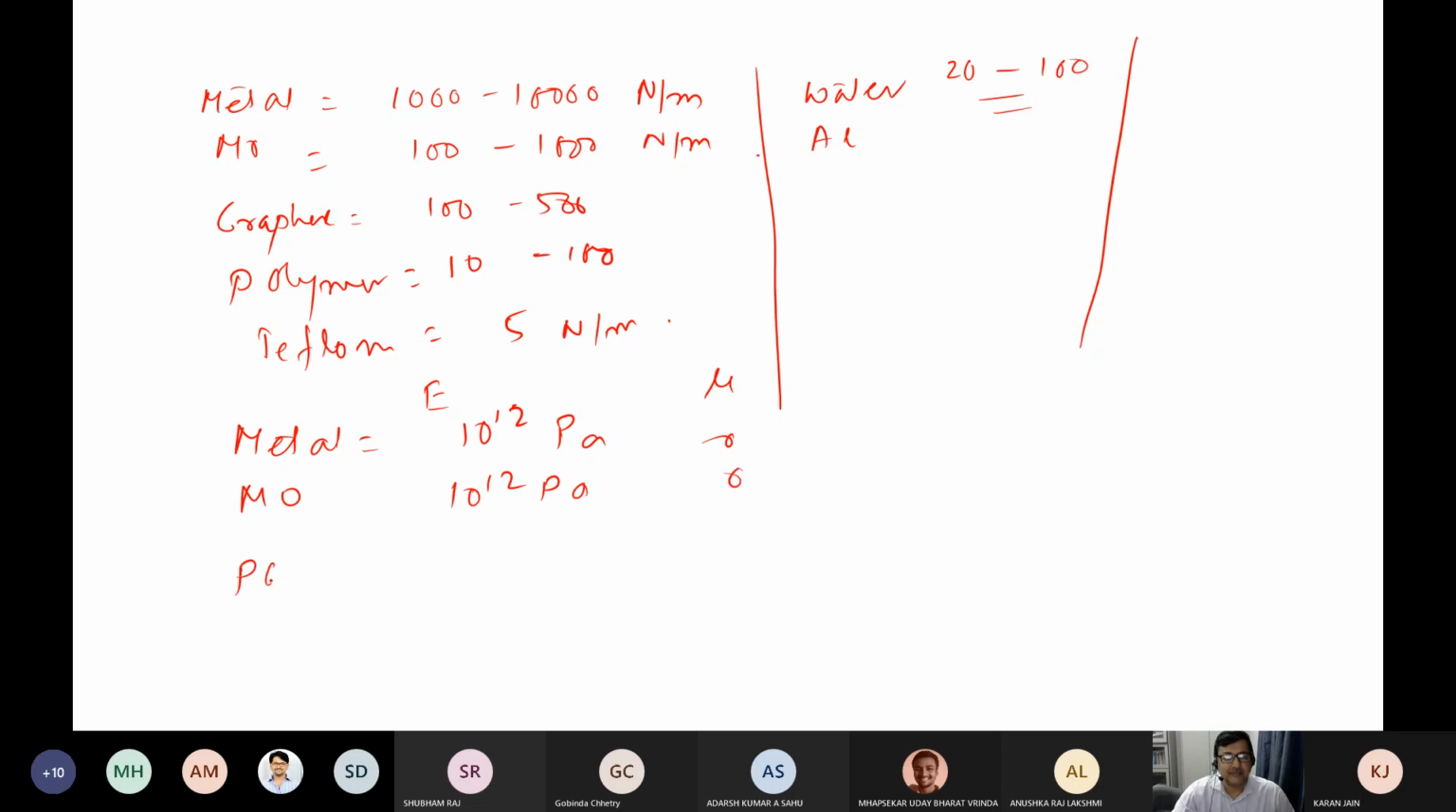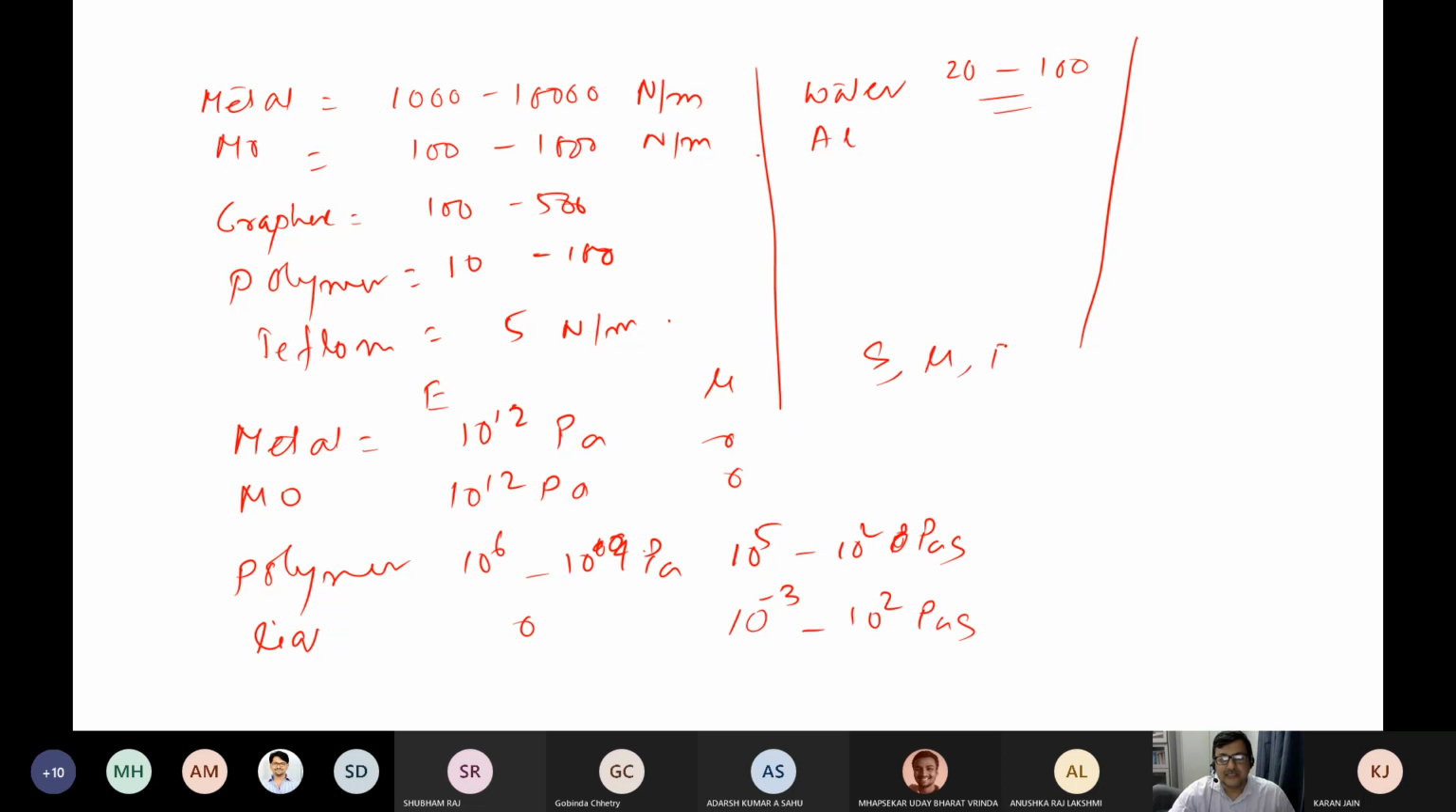If I take a polymer, you will find this will be about 10 to the power 6 to 10 to the power 9 Pascal, and then viscosity will be of the order of 10 to the power 2 to 10 to the power 5 Pascal second. Now if you have liquids, you will find that elasticity is nearly 0. Viscosity will be of the order of 10 to the power minus 3 to about 10 to the power 2 Pascal second. So surface tension, viscosity, elastic modulus, three major surface properties.